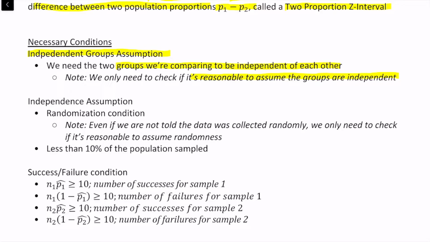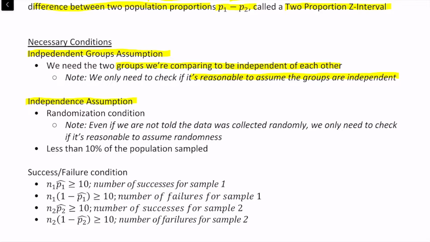For example, in the example I gave at the beginning, we're comparing the proportion of men that make 100K versus the proportion of women that make 100K. We can reasonably assume that those groups will be independent, even though I didn't say that they are independent. So we need independence between the groups, and we also need independence within the group. We're very familiar with that independence assumption.